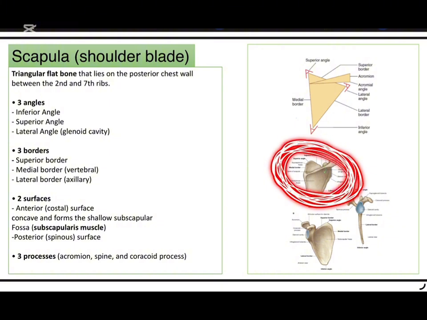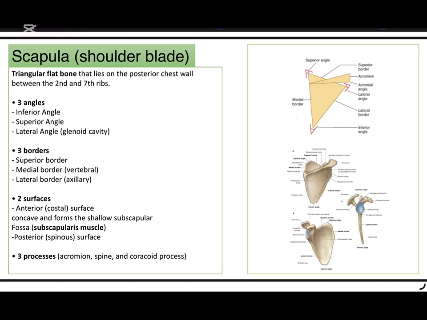What are the characteristics of the anterior surface? I find only a large fossa here anteriorly. We call it the subscapular fossa. Why? Because I will find a muscle here that takes origin from this fossa. We call it subscapularis muscle.